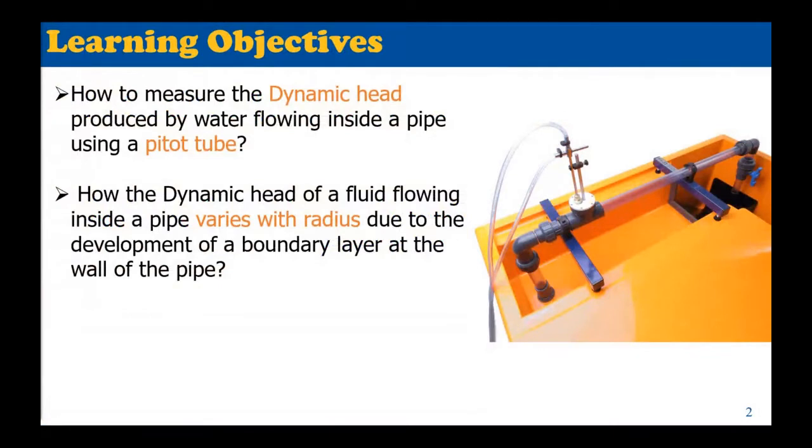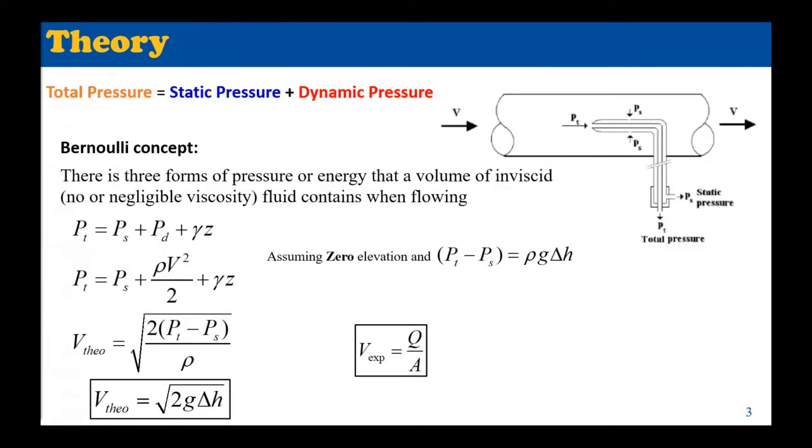The learning objective for this lab is how to measure the dynamic head produced by water flowing inside a pipe using a Pitot tube. We'll also learn how the dynamic head of a fluid flowing inside a pipe varies with radius due to the development of a boundary layer at the wall of the pipe. So the theory for this lab is very simple.